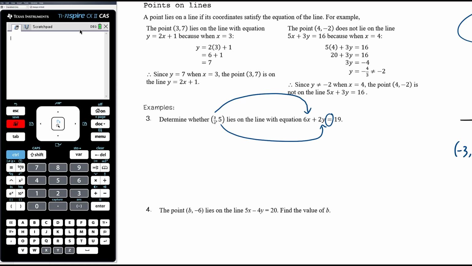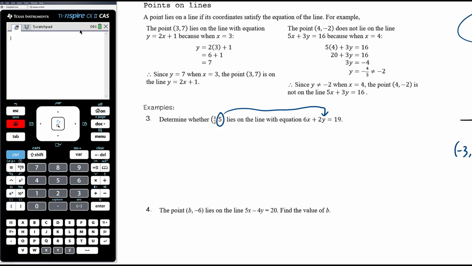The correct way to determine whether or not a point lies on a line is to sub one of the values in, then solve the equation to work out the other value, and then draw a conclusion from what you find. In this case we can either substitute 3/2 in for x and then solve the equation for y, and if y equals 5 then the point lies on the line. If y doesn't equal 5 then the point doesn't lie on the line. Or we could sub in y equals 5 and solve to find x. If x equals 3/2, then that point does lie on the line. If x doesn't equal 3/2, then that point doesn't lie on the line.